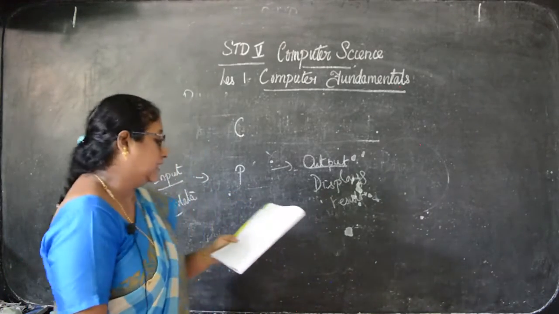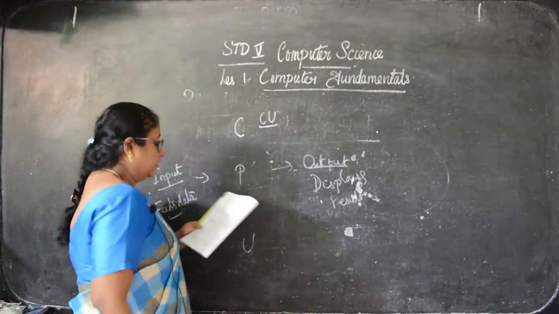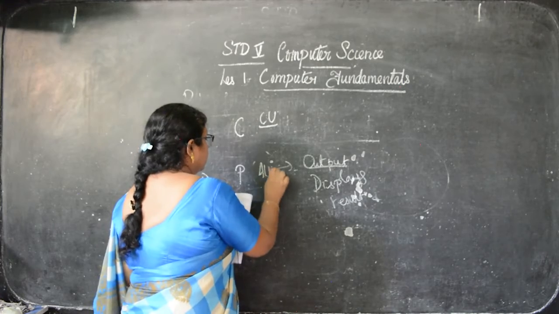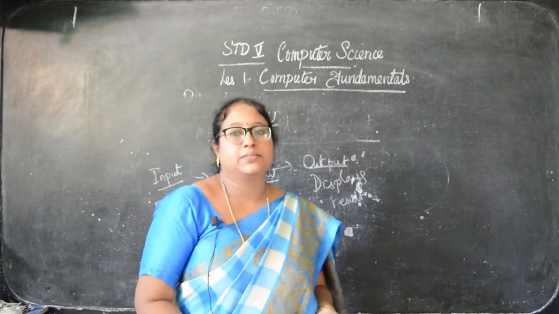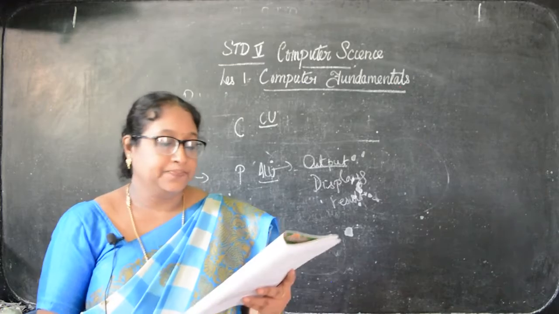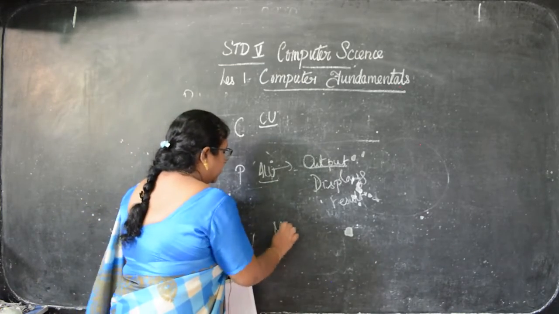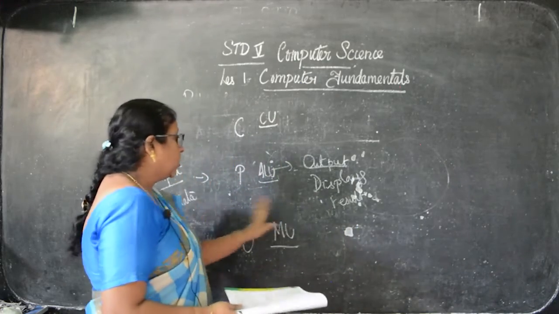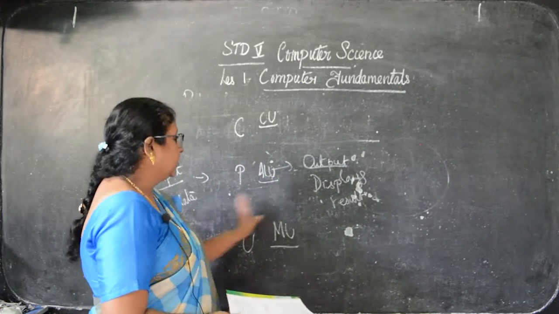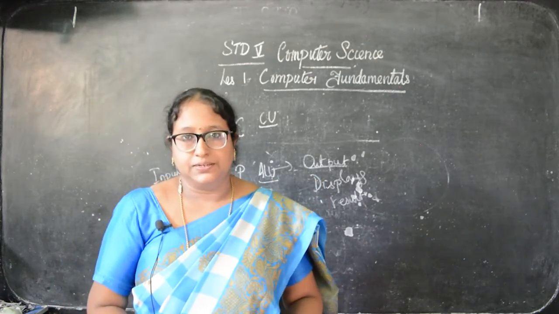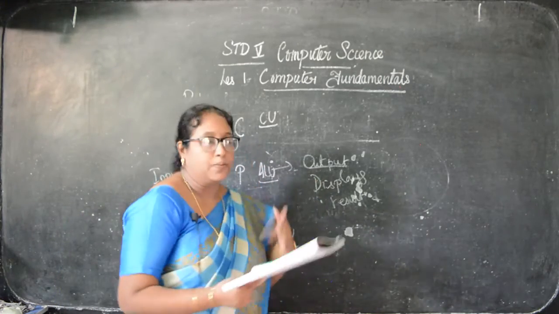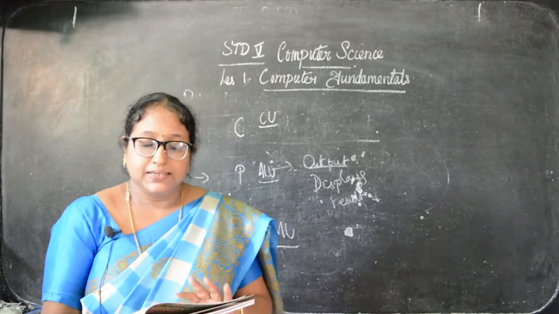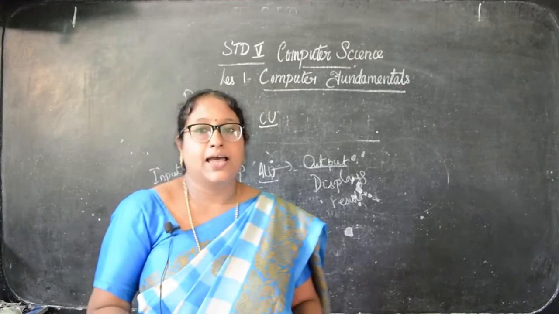Then if you take CU, that directs the operations. Next is the ALU, that is arithmetic logic unit, performs arithmetic and logical operations. Then MU, what does the MU do? MU stores data and the program. Do you understand, children? So input unit feeds data and the output unit displays the result. CU directs operations. ALU performs arithmetic and logical operations. MU stores data and the program.